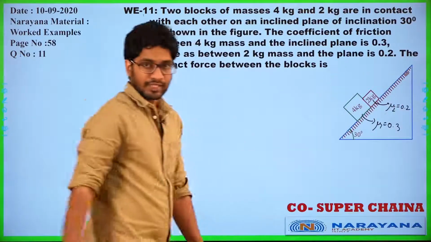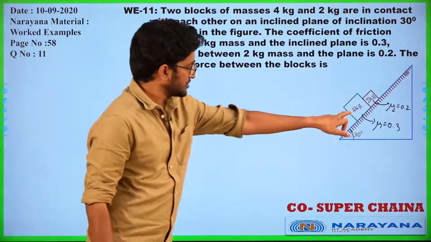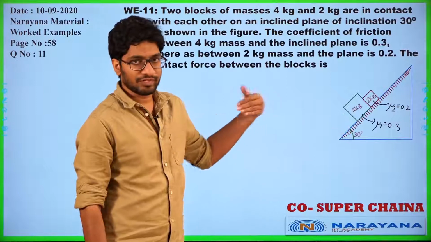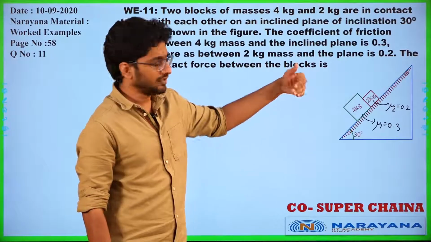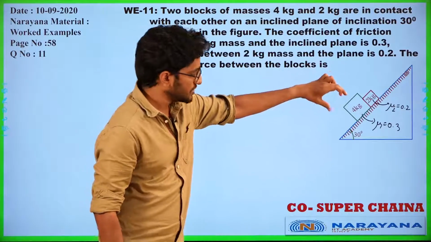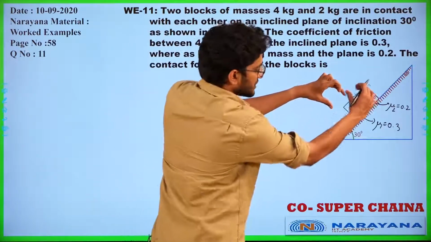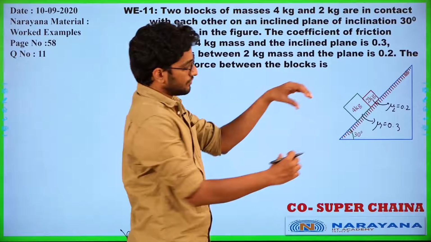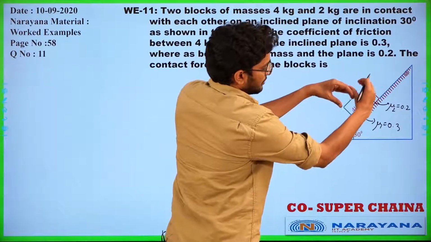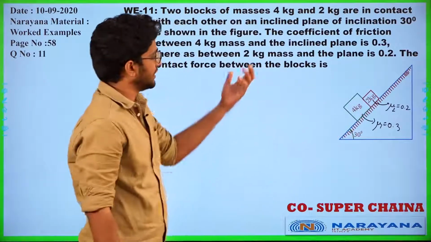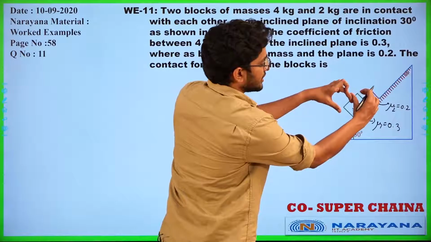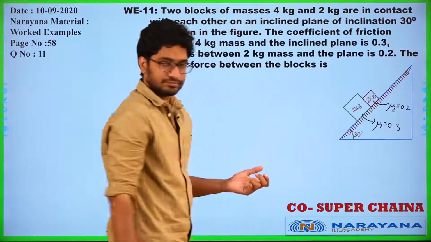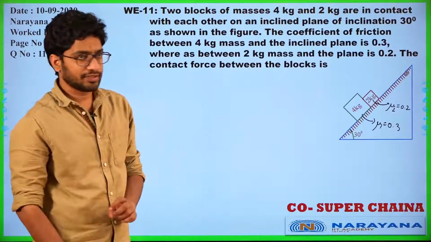Now we can clearly see the friction coefficient is more for the 4 kg block. So it should move slowly because there is more resistance on it. 4 kg should move slowly, 2 kg is trying to move faster. So on 4 kg, 2 kg is trying to apply a pushing force, a normal force. We need to find that force. After the normal force is acting, they should move together, because they are in contact.